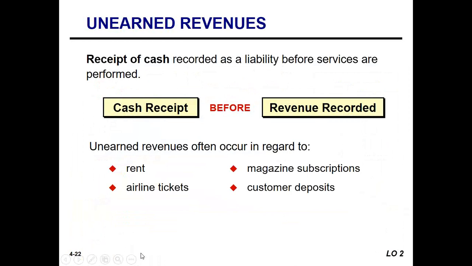Unearned revenue. We've received the cash, but we have not performed the service or completed the job. Things like rent, airline tickets, deposits, retainers, gift cards. All of those things are unearned revenue. And at the end of the month, we need to determine, have we in fact earned some of that revenue?